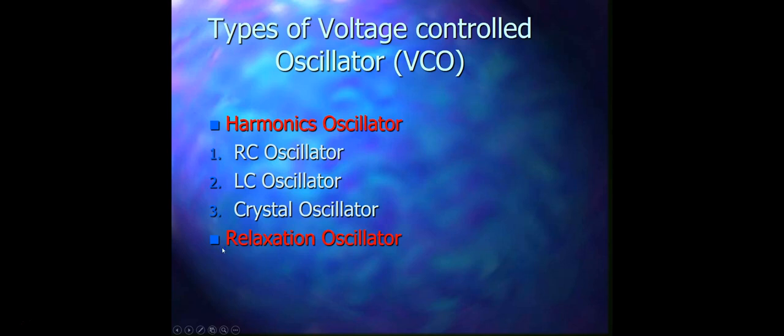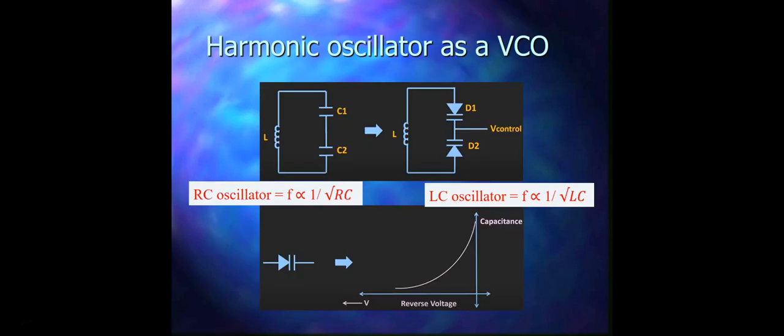Now let's see theoretically how a harmonic oscillator can be converted into a voltage-controlled oscillator. For example, instead of tuning the resistance and the capacitor manually, if any of them is replaced by a voltage-controlled element, then it can be used as a voltage-controlled oscillator. As you can see in this example, we have this LC tank circuit, which is a Colpitts oscillator, and the capacitor here is replaced by these diodes. Here these diodes act as a variable capacitor.